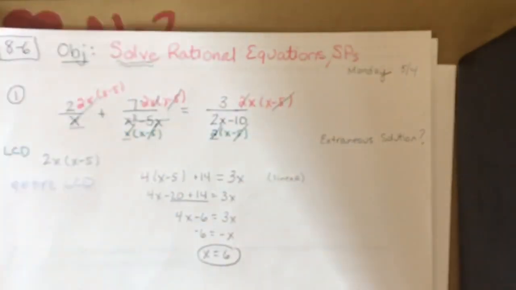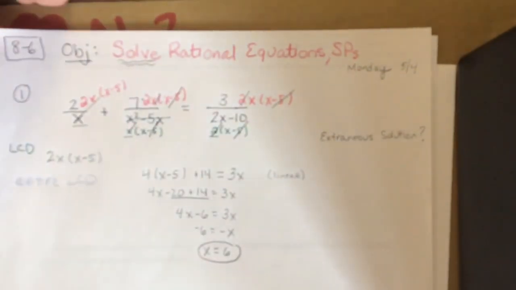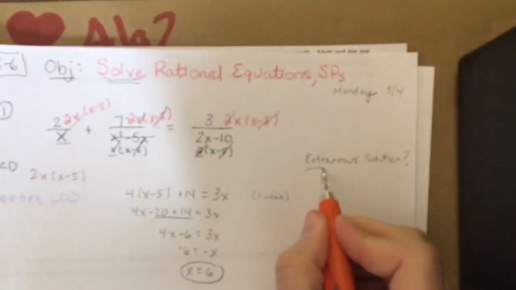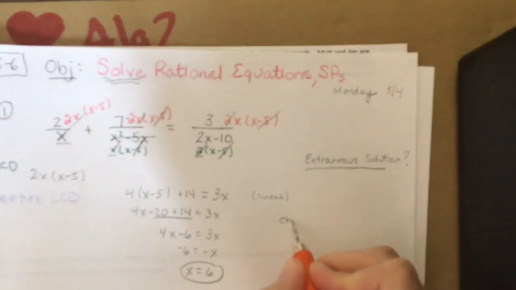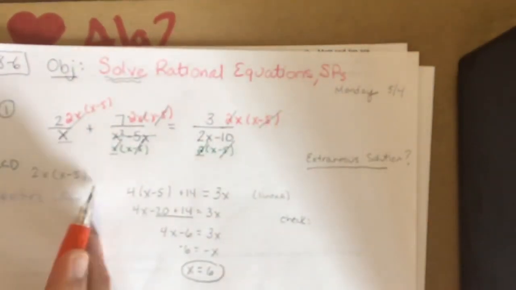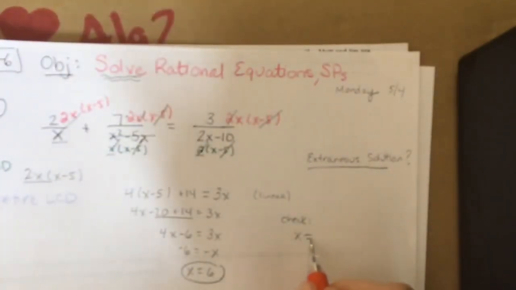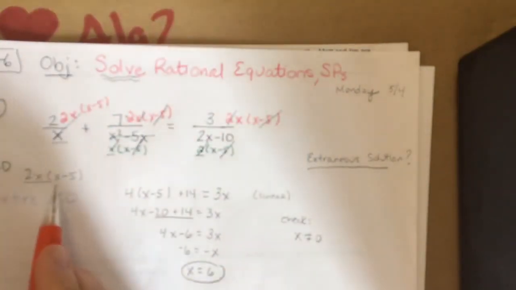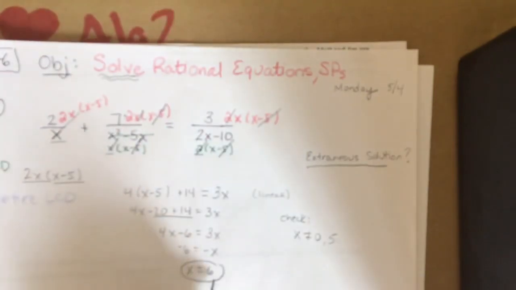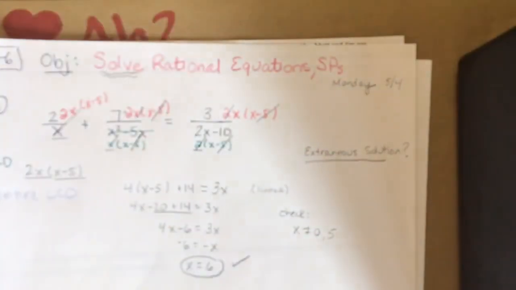Linears will have one solution. Now, is this a good solution? Meaning, is it an extraneous solution? Well, I'm going to check by listing the restrictions. What can x not be? Look at the LCD. From 2x, x cannot be 0. And from x minus 5, x cannot be 5. I did not get 0 or 5. Check. Linear, one good answer.